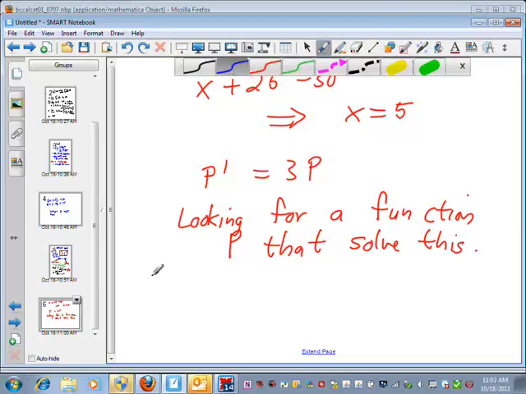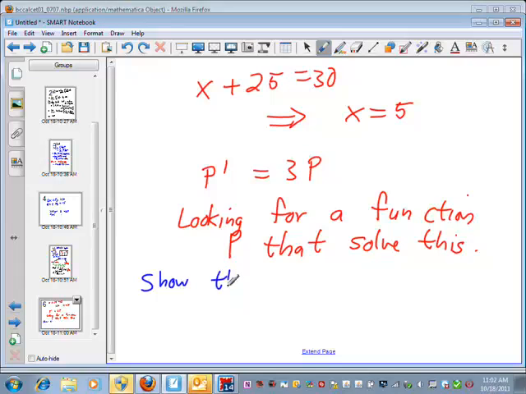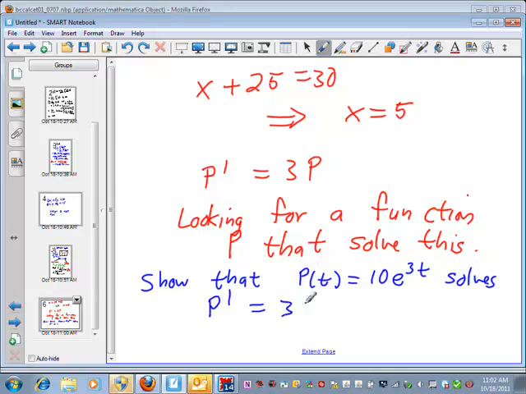Here's the exercise. Show that p of t equal to 10 e to the 3t solves p prime equal to 3p. Okay, and we'll go ahead and make that the last question of the exam, at least part A of it. So that this solves this differential equation.